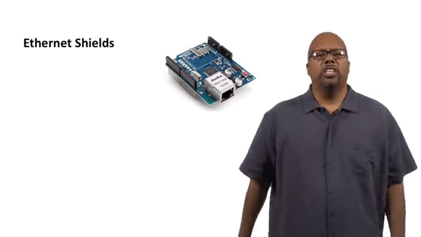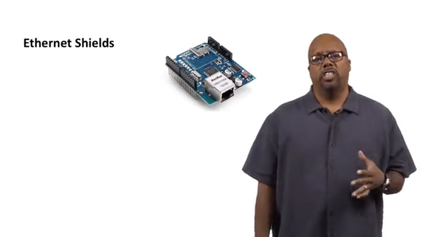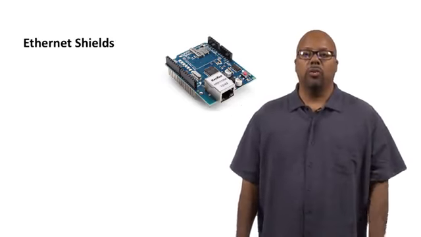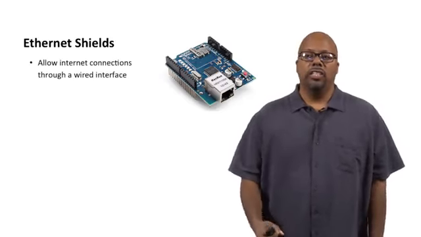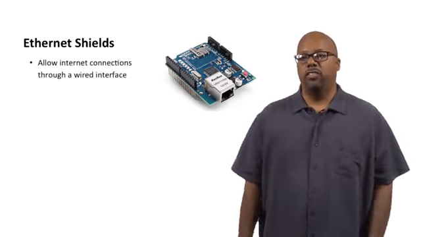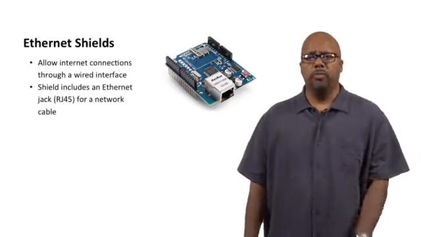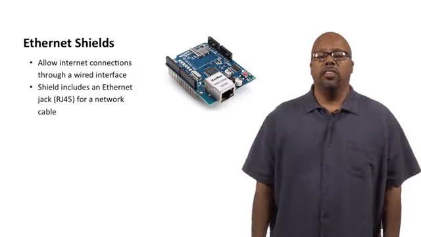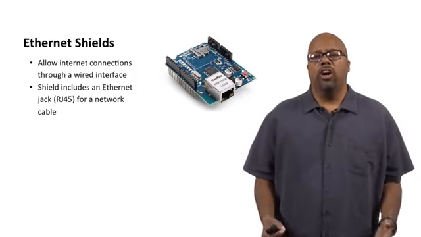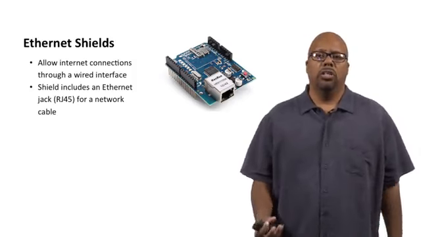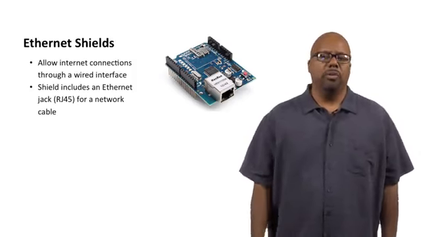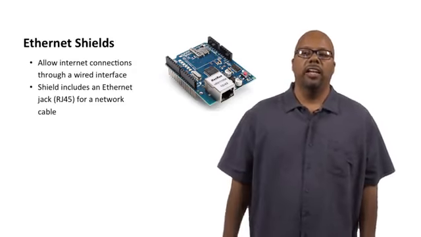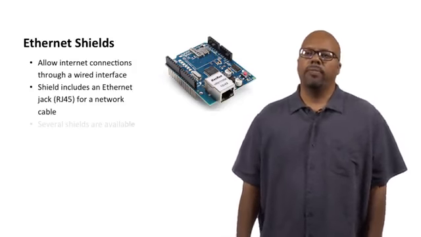So an Ethernet shield is generally giving you a wired connection to the internet, which may or may not be what you want, but right now we'll start with that. So it allows internet connection through a wired interface. And so you can look at it and you can see the picture there. This is a typical Ethernet shield. The shield includes an Ethernet jack, a port, an RJ45 port. That's the plug. You can see the big plug there where you plug an Ethernet cable into. So a network cable you can plug into that RJ45 port.